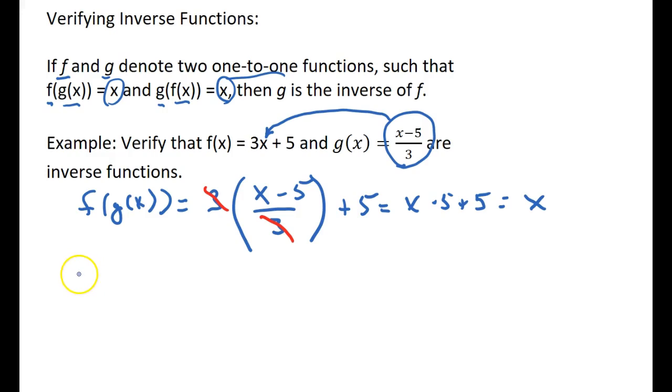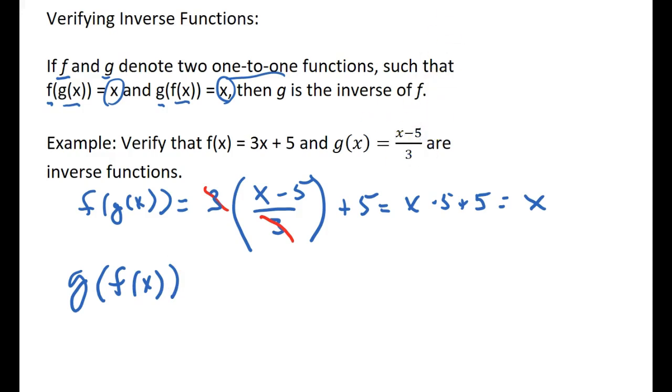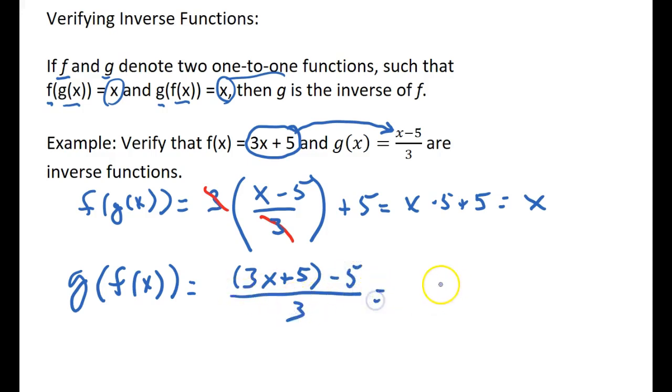So far, so good. Now let's do g of f of x. So now, let me erase this. We're going to take all of f and stick it in for x in the function g. So that's going to be 3x plus 5 minus 5 all over 3. In my numerator, I'm going to get 3x, because plus 5 minus 5 cancel, over 3. 3's cancel. I get x. So yes, f of g of x is x, g of f of x is x. So f and g are inverses.